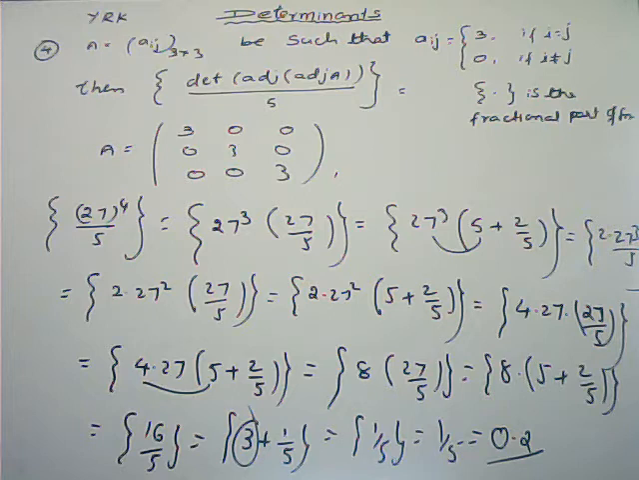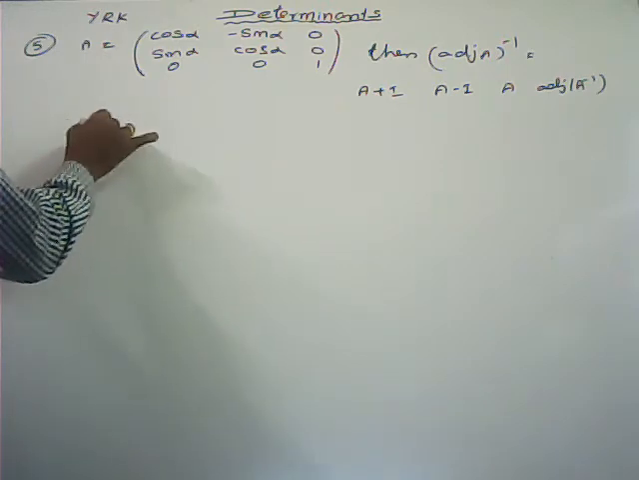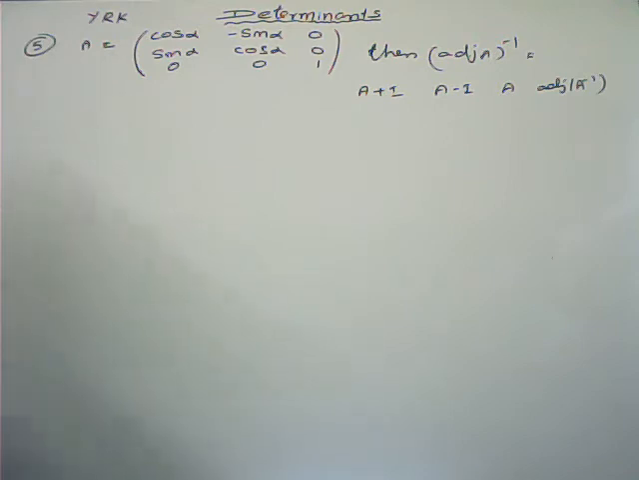For understanding, I have written a detailed explanation. Next, A equals [cos alpha, minus sin alpha, 0; sin alpha, cos alpha, 0; 0, 0, 1]. Then the inverse of adjoint of A is equal to, here first you can find det A.